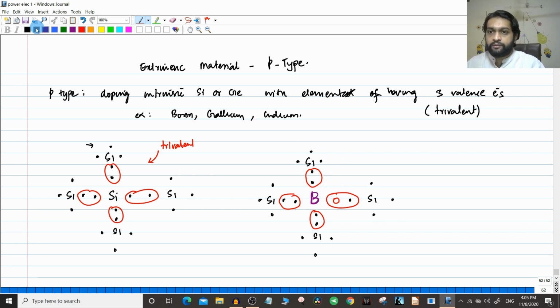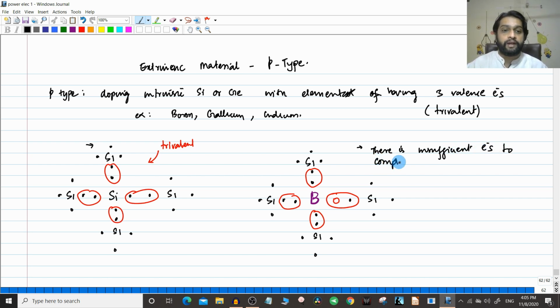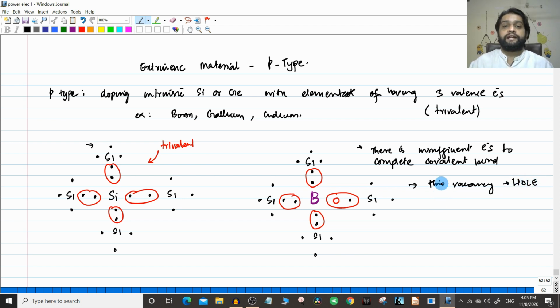What happens is that there are insufficient electrons to complete the covalent bond. And what is this vacancy called? This vacancy is called a hole. That is very important.